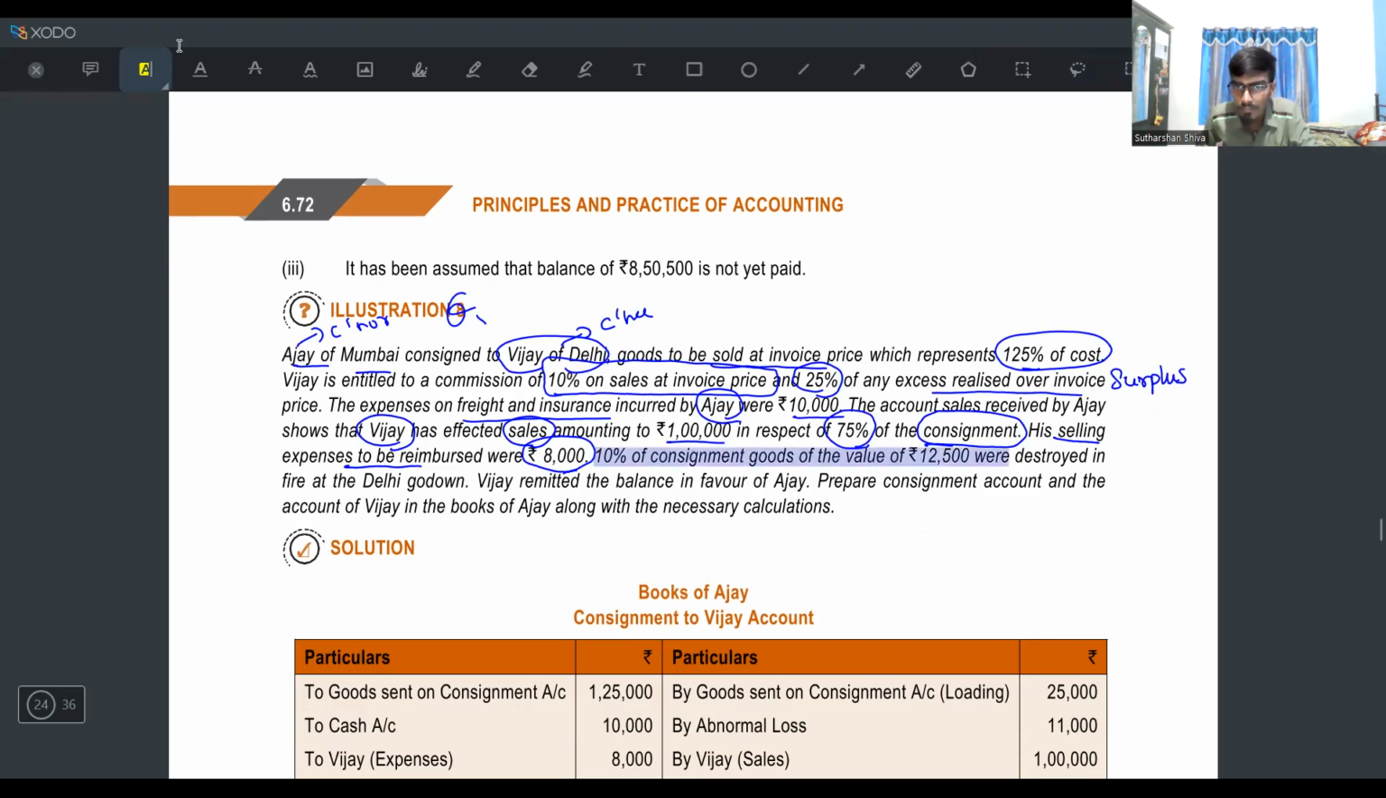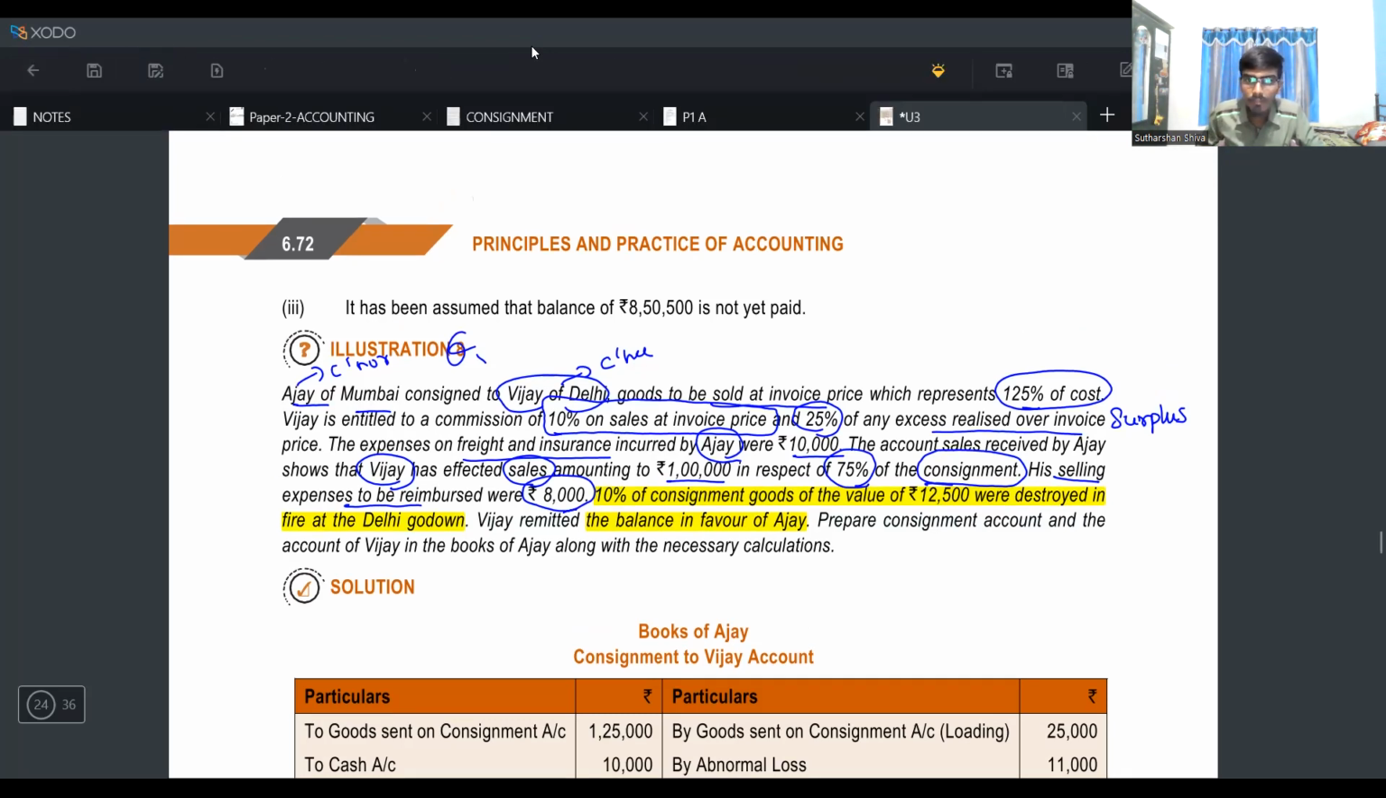10% of the consigned goods, of value 12,500, were destroyed in the fire at the Delhi Godown. That is 10% of consigned goods, whose value is 12,500, got burnt in the fire. Vijay remitted the balance in favor of Ajay. Since the balance is remitted, you should use bank account in the books of Vijay.